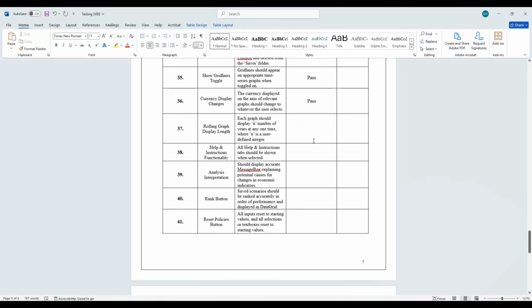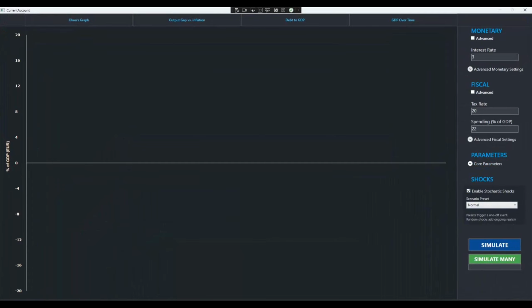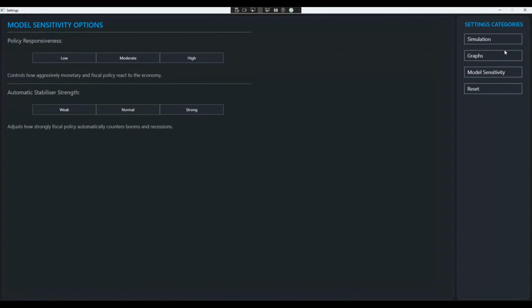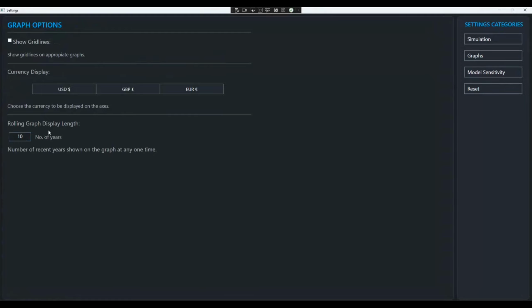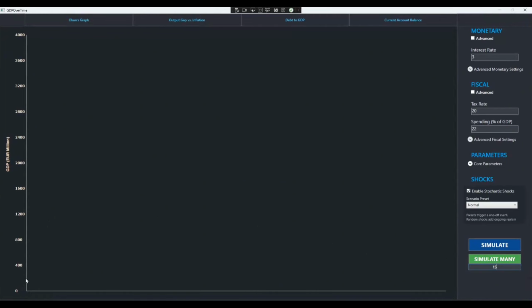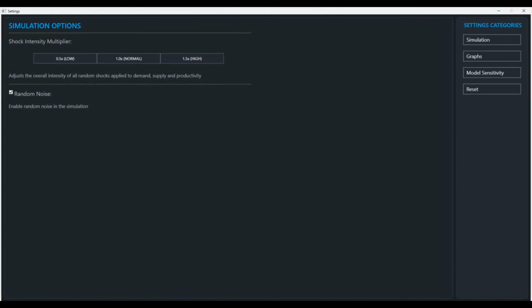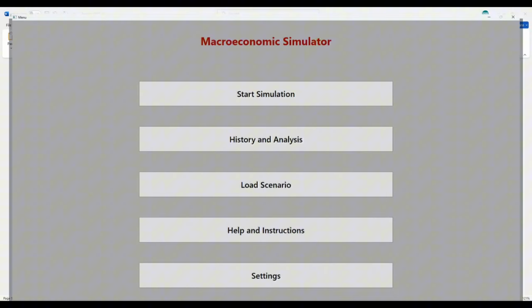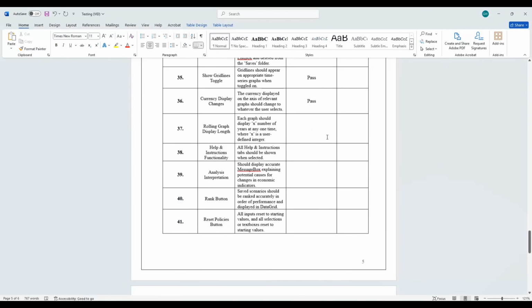The next one we've already tested before, but for the sake of this individual test, we'll test it again, and that is the rolling graph display length. So the user should be able to change the number of years shown at any one time on the x-axis of the graph. So we can do 15 years. And now we can see that there should be 15 points shown from 2025 to 2039, 15 points shown. So yeah, resetting it back to normal, and we can mark this as a pass.